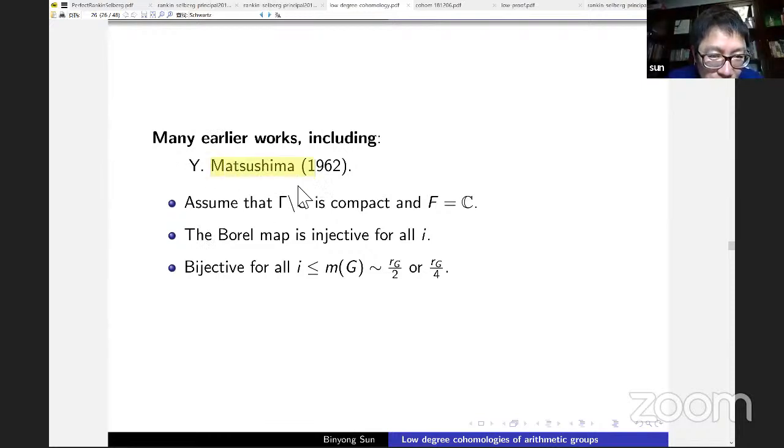First, Matsushima proves this when G mod gamma is compact and F equals C. In this case, he proved the Borel map is injective for all I, and bijective for I less than or equal to a constant mG. This mG in many cases is roughly half of rG or a fourth of rG. So we improve this bound.